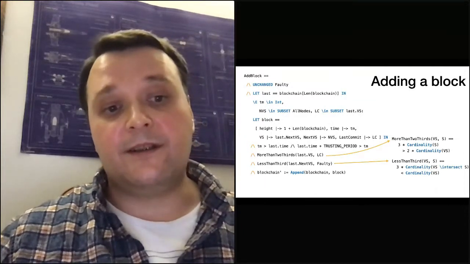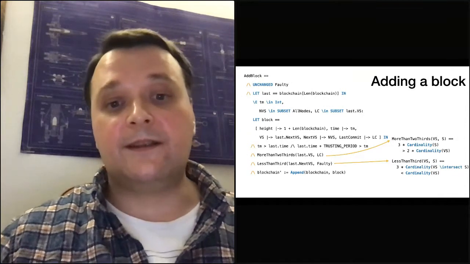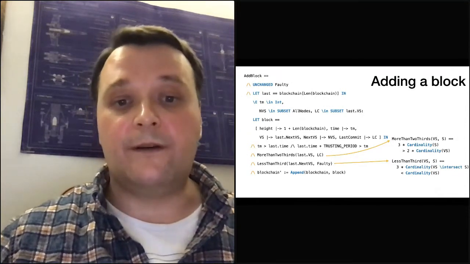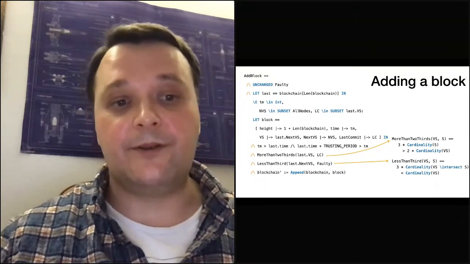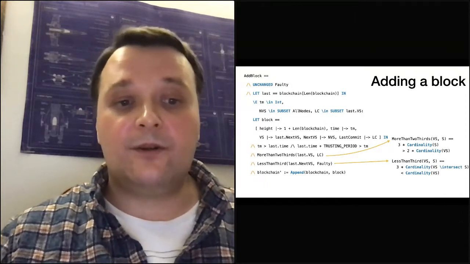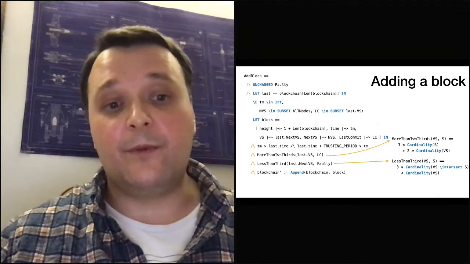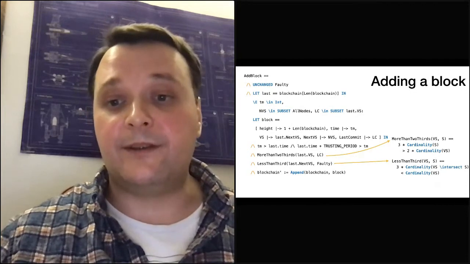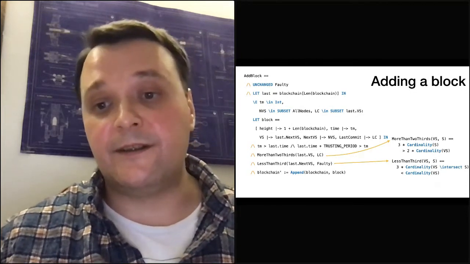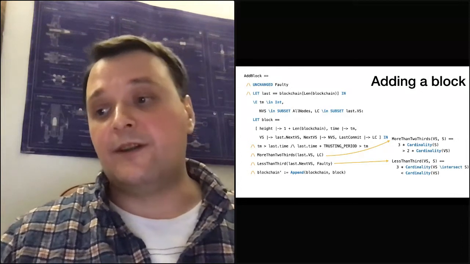Here I'm saying that the time is growing monotonically, that my new block is not too far away from the last block, so there must be the trusting period in the picture. And also important that there was more than 2/3 of validators who have voted on the last commit. And this I can express with these cardinality expressions in TLA+. So there is no magic.